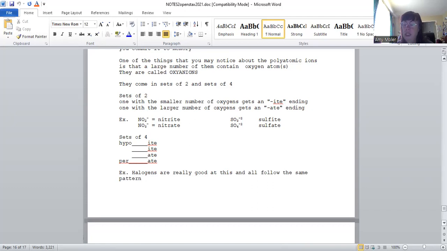Smaller number of oxygens, ITE ending. Larger number of oxygens, ATE ending. Lest you think, oh, if I see 3 oxygens, it automatically ought to be ITE. No. So NO2 minus, nitrite. NO3 minus, nitrate.